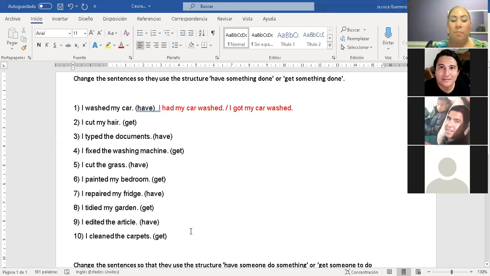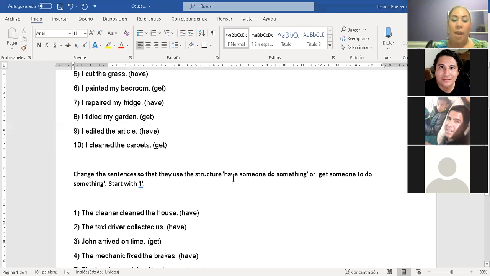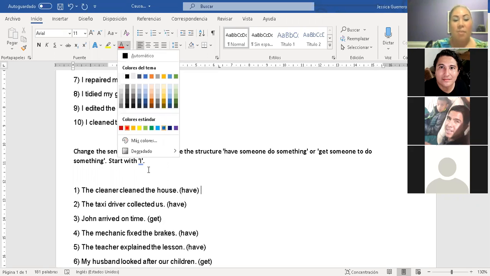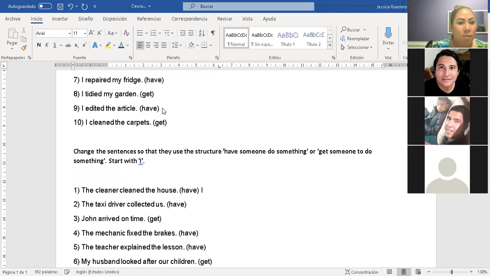And in this one, it says change the sentence so that they use the structure have someone do something, or get someone to do something. And you're going to start with I have. So I'm going to start with I, and then we're going to say blah, blah, blah.